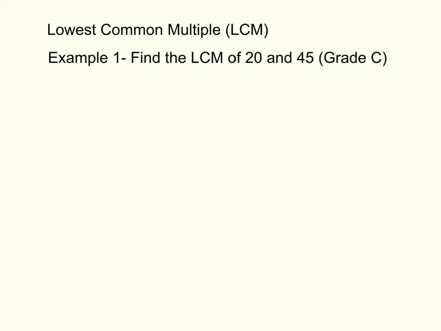Find the lowest common multiple of 20 and 45. So what does lowest common multiple mean? Multiple, if you like, is another word for times table.